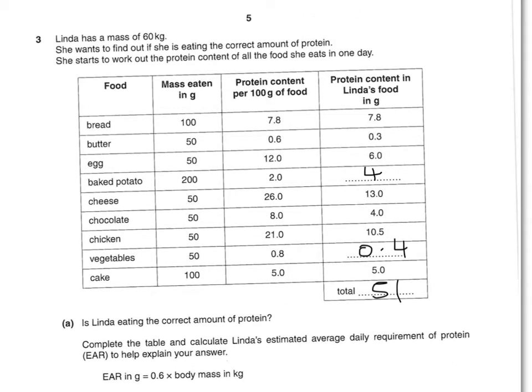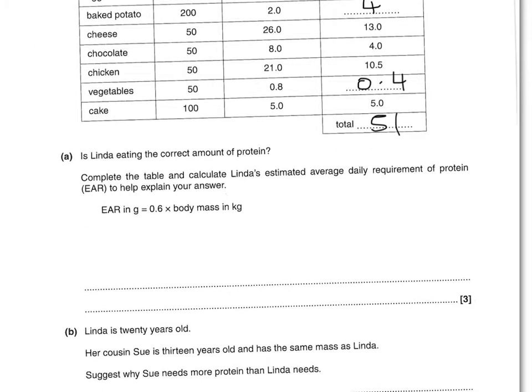So it tells you that she weighs 60 grams, and it says down here that her EAR, which is her average daily requirement, is 0.6 times her body mass. So that's going to be 0.6 times 60, which equals 36 grams. So you can see that she is eating more than enough protein. So you can say, yes, she is getting more than enough. But if you said no because she's eating too much, that would also get you a mark as well.